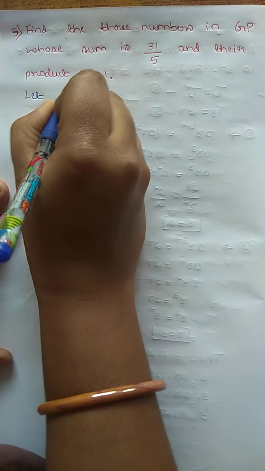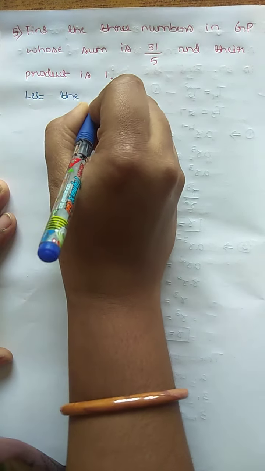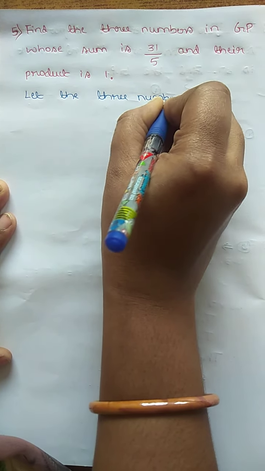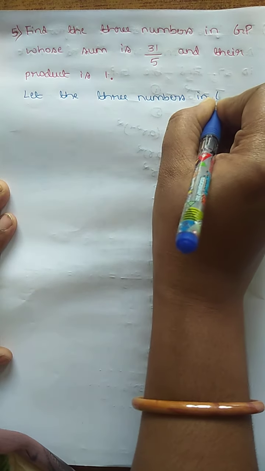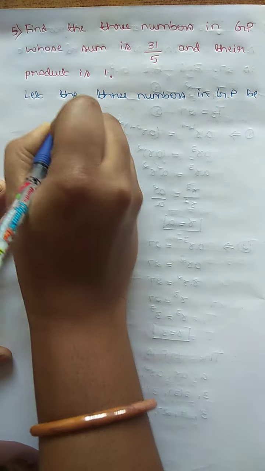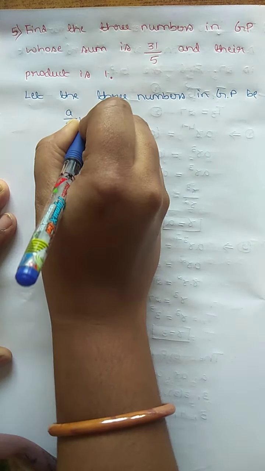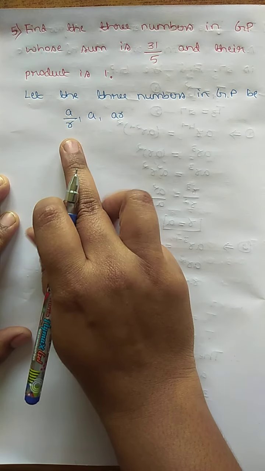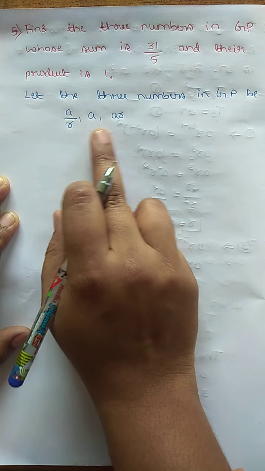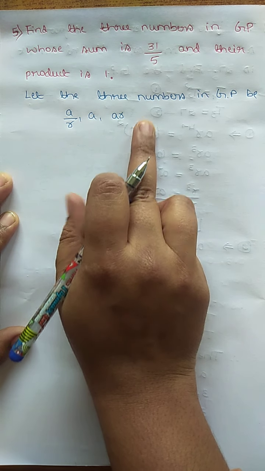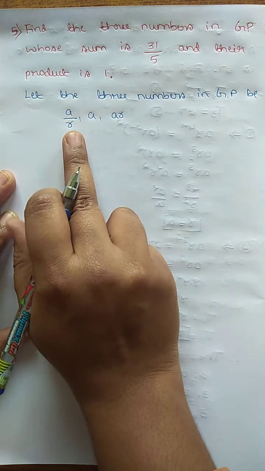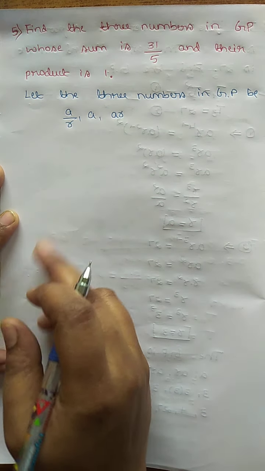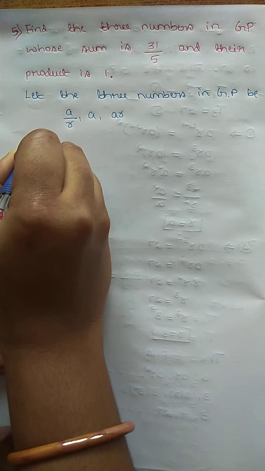First we have to consider that the 3 numbers are in GP. Let the 3 numbers in GP be A by R, A, AR. In case of AP, we consider A minus D, A, A plus D. In case of GP, we have to consider A by R, A, AR. What is the given data?